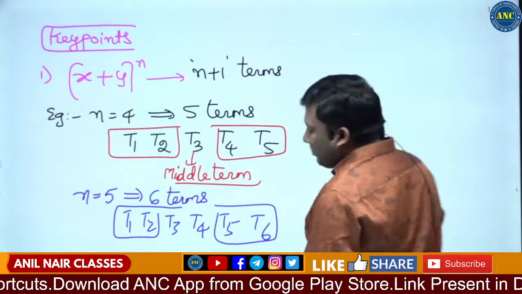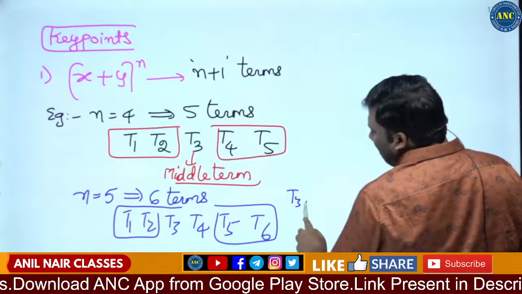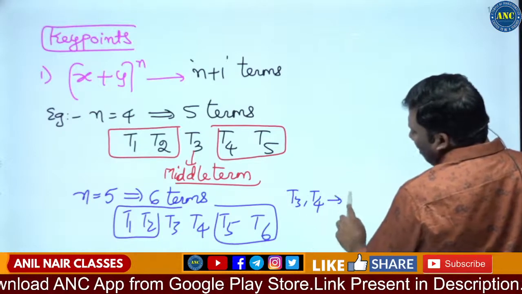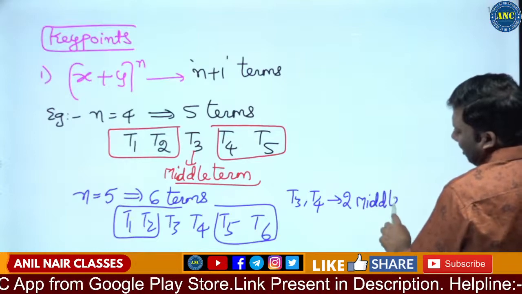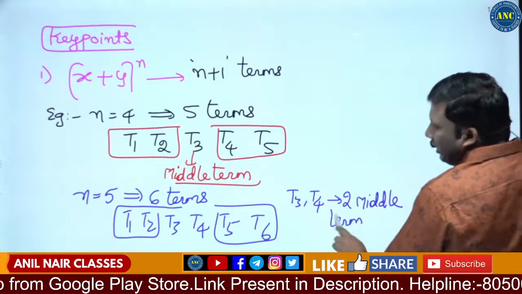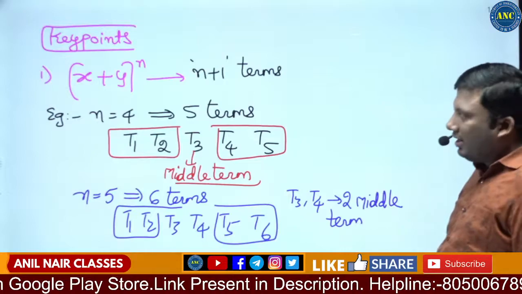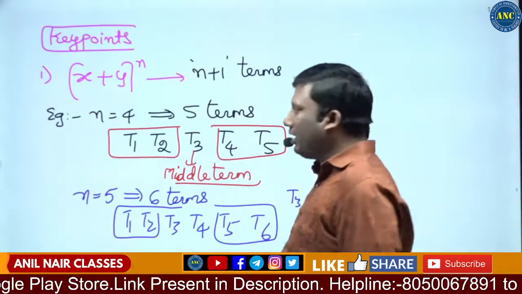How many middle terms we got? 2 middle terms we got: T3, T4. I hope the idea is clear. Very, very important key point.